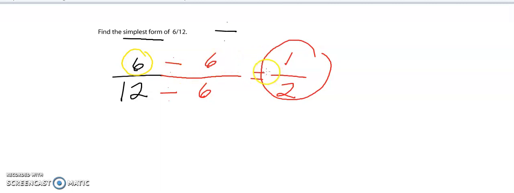Now, if my numerator can't go into my denominator, then I have to find the biggest number that can go into both. So for example, here's another one. So let's look at this fraction. Our fraction here will be 15 twentieths. Now I ask myself, can 15 go into 20? 15, 20. No. 15, 30? No, it can't. So I've got to find a factor that will go into both of them equally.